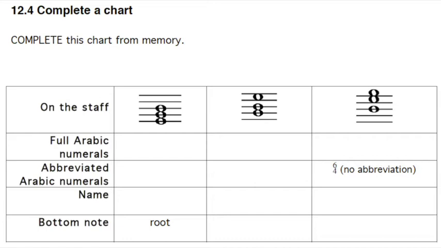We'd like the full Arabic numerals. Remember, the Arabic numerals are your normal numbers like we use in mathematics, 1, 2, 3. Then the abbreviated Arabic numerals, that is when we leave some out. In one case, we leave them all out. We want the name, so we want to know which inversion or position it is, and we want the bottom note, which is the root. So at the moment, they gave you the first answer. The bottom note of that first one is E, which is the root because it's in which position?